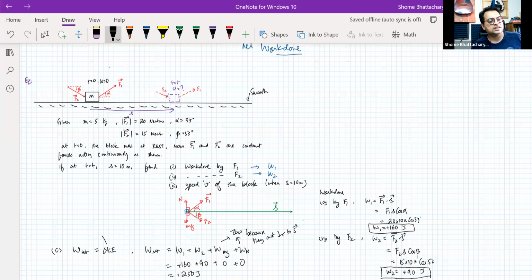Okay. And change in kinetic energy will be half mv square minus 0 because the initial speed was 0. So 250 joules is equal to the change in kinetic energy. And the mass I've given you as 5 kgs. Just use that to find the value of v. Quite a simple calculation now.